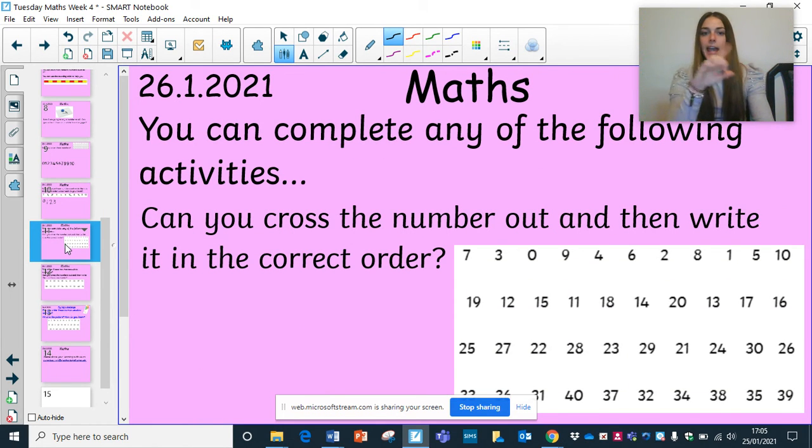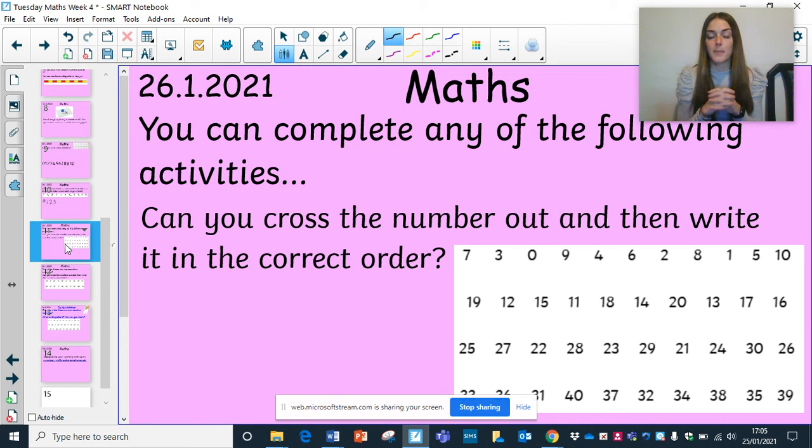So you can complete any of the following activities. So these are number strips here. The row at the top is one number strip. Then the one where it's got 19 at the beginning is another number strip. Then 25 number strip, 33 number strip. So you can cut those up if you would like to and do it that way. Or you can just write the numbers underneath on that when you print it out or copy them down.